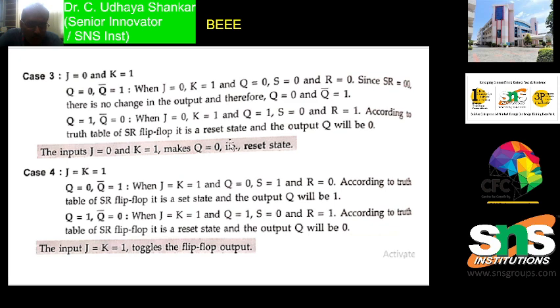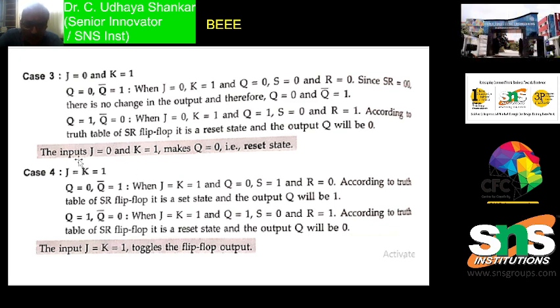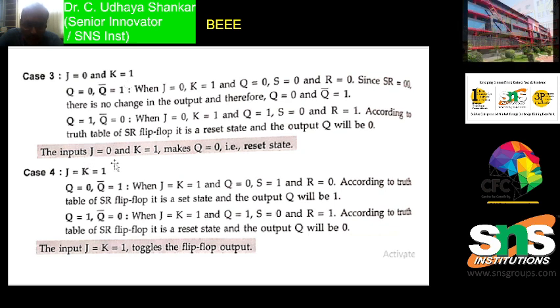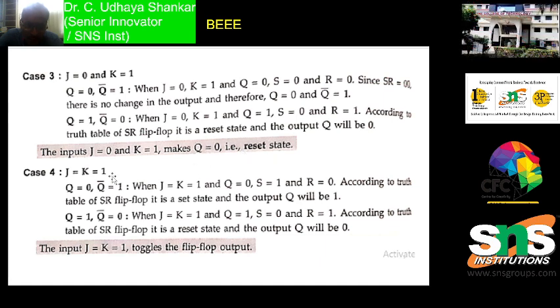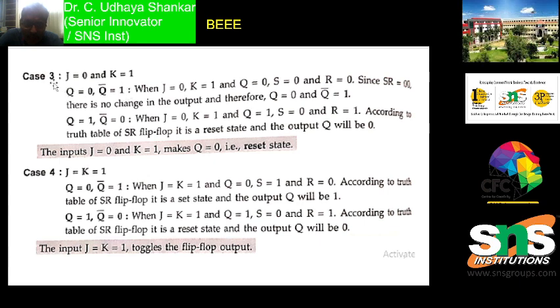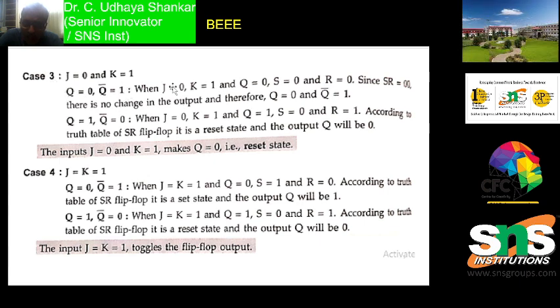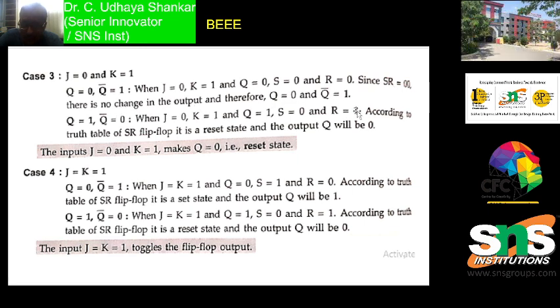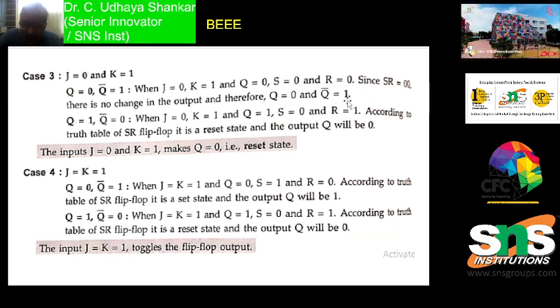Now we are moving on to case 3. That is when J equal to 0 and K equal to 1. From this truth table you will understand that Q will be equal to 0, that is, it will be in the reset state because J equal to 0. When Q equal to 0 and Q bar equal to 1, J equal to 0 and K equal to 1, Q equal to 0 and S equal to 0 and R equal to 0. Since SR equals 0, there is no change in output, so you will get Q equal to 0 and Q bar equal to 1.